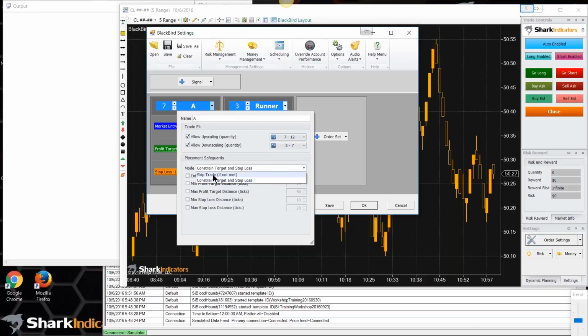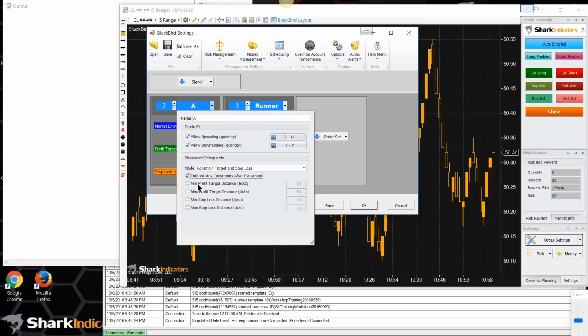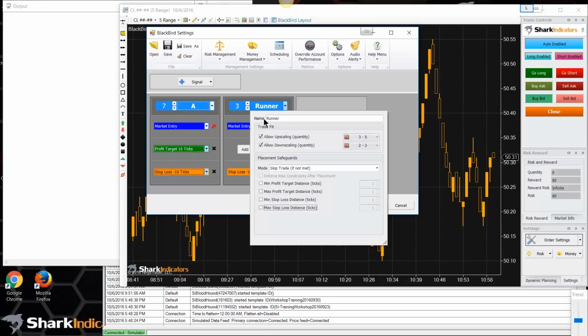So again, you can decide to either skip the trade or constrain your profit and stop loss targets. And you can mix and match stuff as well. So let's say we're going to use constrain, and we'll turn all these options on here. And then for our runner, we could set our runner to skip the trade. So let's say if any of these distances here are violated, and let me get these set up again.